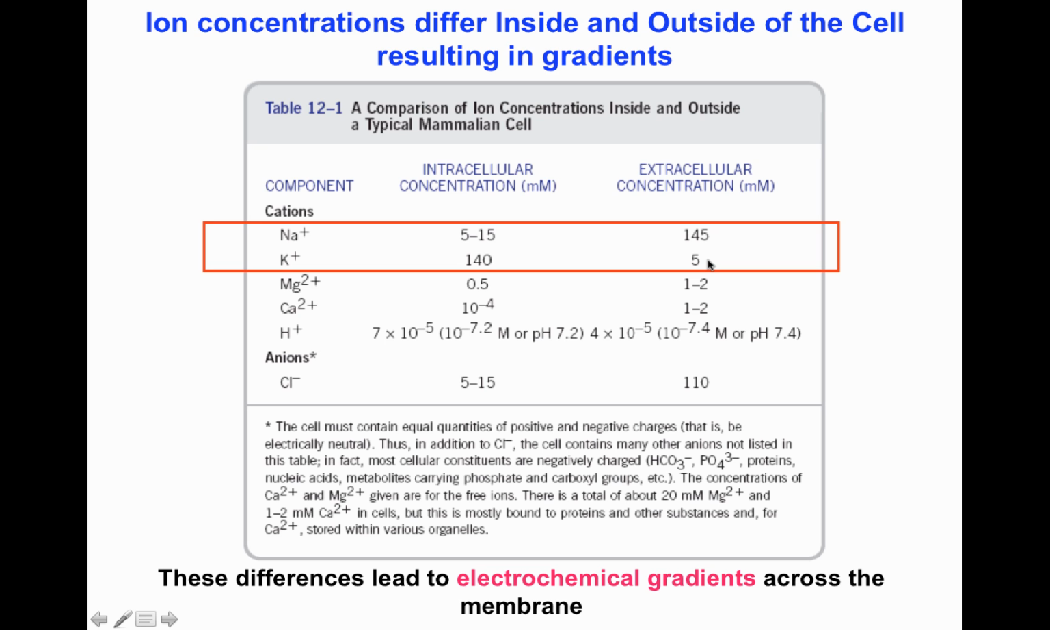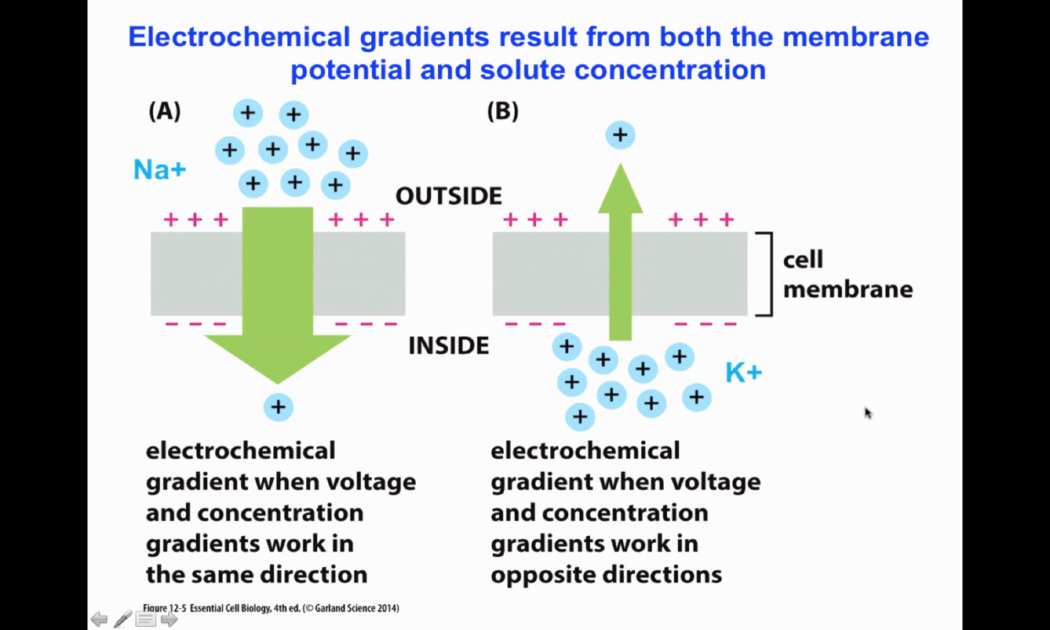So potassium and sodium have gradients across the membrane that are opposed to one another. Those differences in concentration across the membrane lead to electrochemical gradients across the membrane, and we're going to take a look at this more carefully in a moment. So let's look at the concept of an electrochemical gradient.